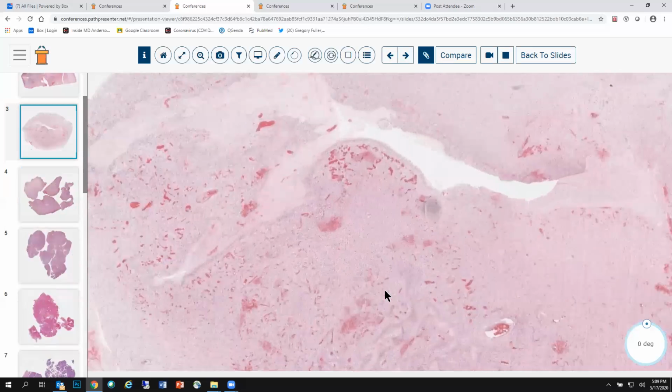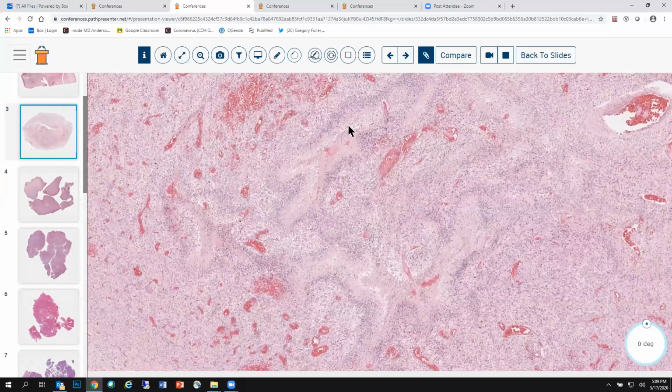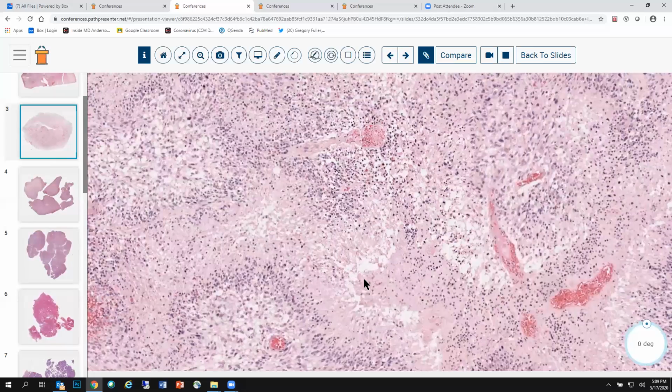And what you see here, the dead giveaway, and especially for board exams, if you look at these serpiginous, which just means curving, winding, sort of geographic areas of necrosis.